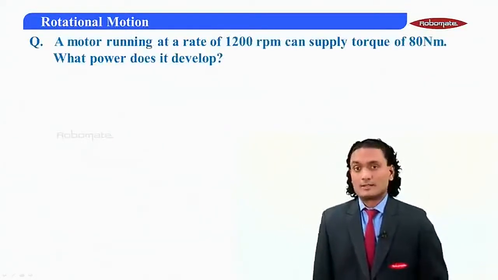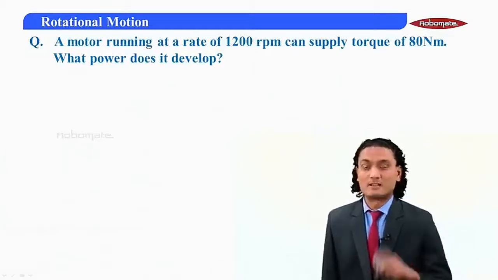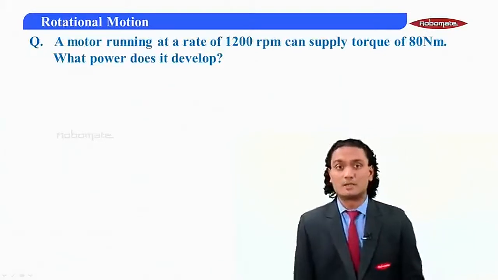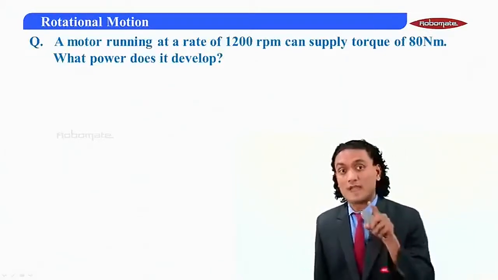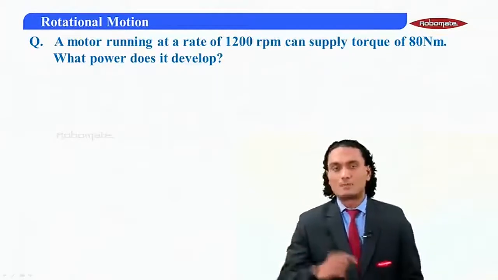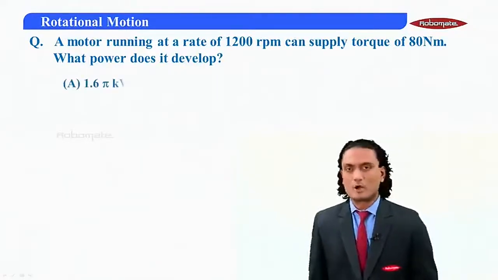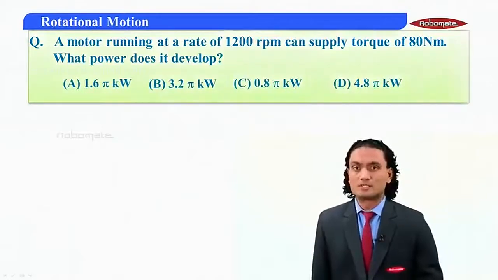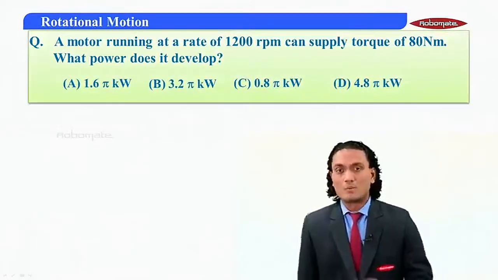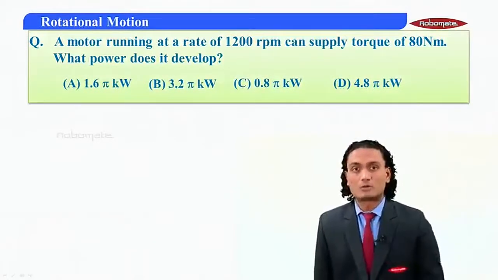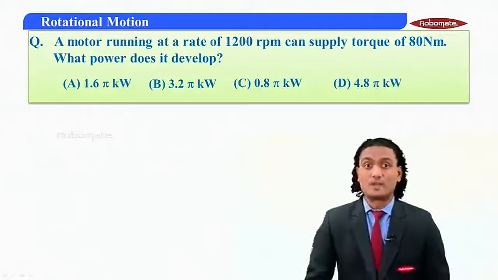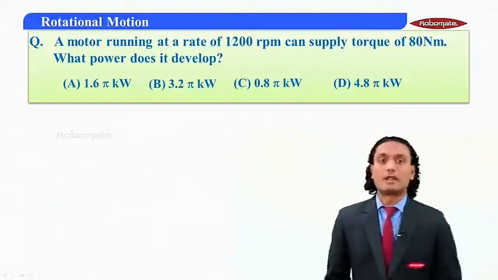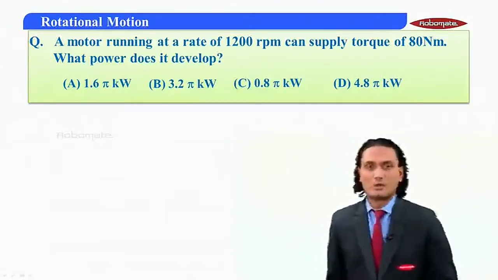A motor running at a rate of 1200 RPM can supply torque of 80 Newton meter. What power does it develop? What are the options? Option A 1.6 pi kilowatt, option B 3.2 pi kilowatt, option C 0.8 pi kilowatt, and option D is 4.8 pi kilowatt. Alright students, now what is the procedure?